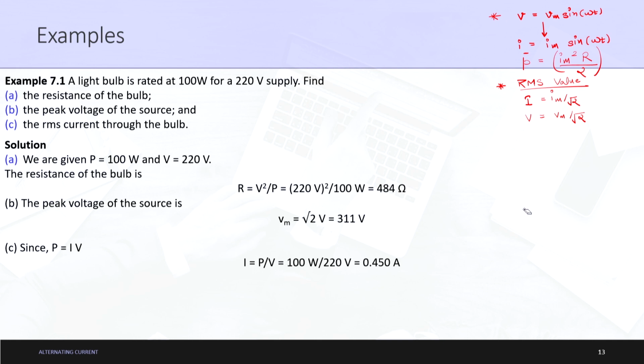Let me stop the discussion here. In the next class, we will start with a small example to understand the concepts of RMS, Im, Vm, etc., and then we can move forward with the new concept of phasors.